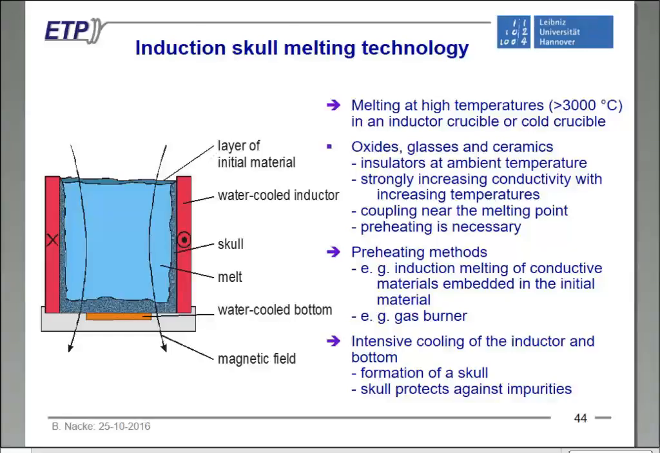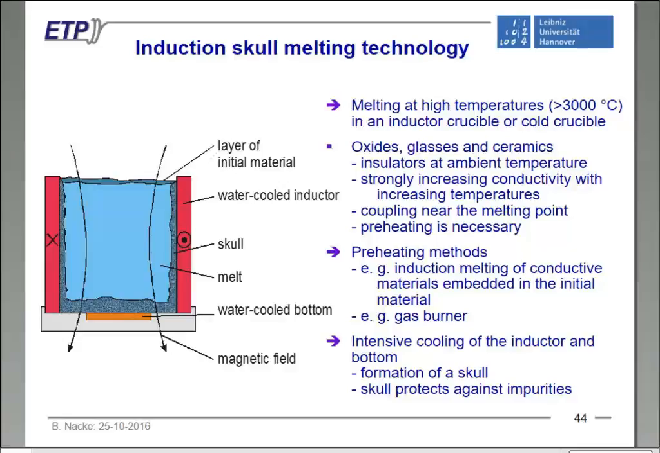Oxides and glasses have the properties that their electrical conductivity at room temperature is very low, but is strongly increasing with temperature. So that means at room temperature we cannot inductively heat such material, so we need a special preheating. But if we realize these preheating methods for the starting, finally at higher temperatures we will get a coupling of the melt, so the electrical conductivity is increased against room temperature. We got a coupling, and then we can generate a melt inside here up to very high temperatures.